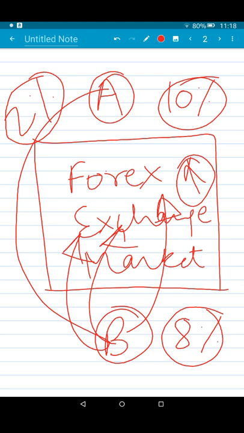Now, since they are exchanging their own currency for the currency of country A, they are supplying their currency in the foreign exchange market. That means there is an excess supply of currency of country B in the foreign exchange market. So there will be less demand for the currency of country B and more supply of it. As a result, the value of the currency of country B reduces.